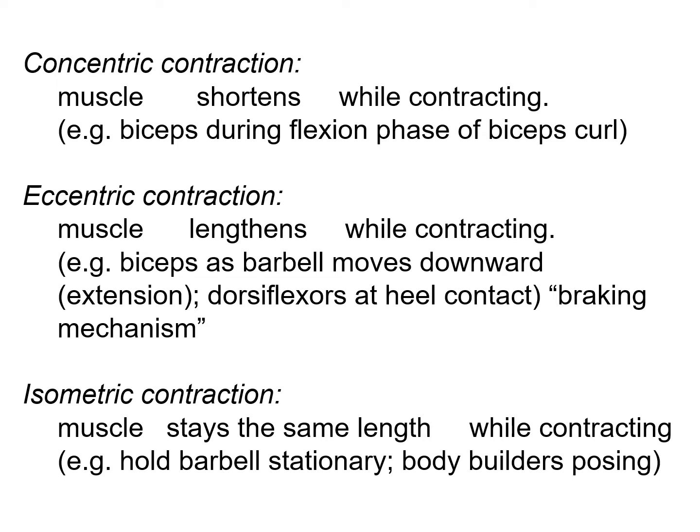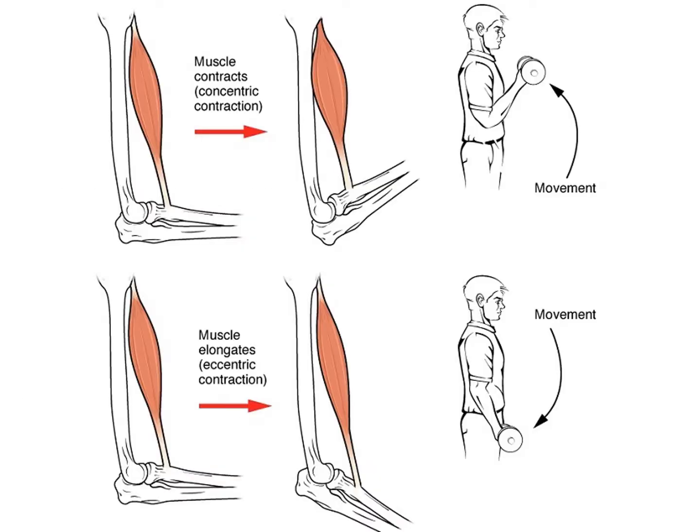Bodybuilders do this when they're posing as well, just so they can show you their muscles. So here's an example of a concentric and eccentric contraction. Here we see that the muscle is creating the appropriate amount of force, and it is going to be shortening towards its center. When it does that, it's going to bring the arm upward.